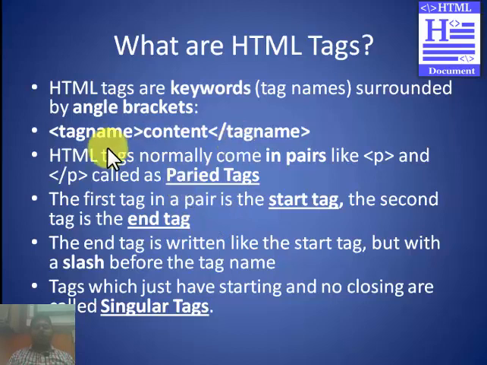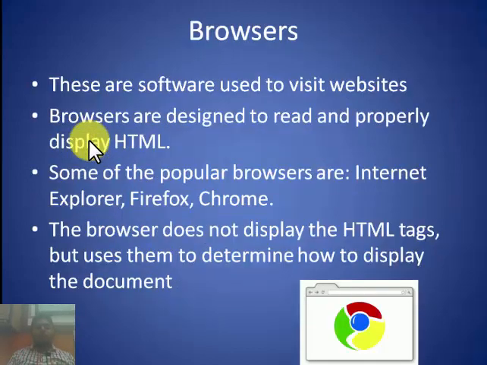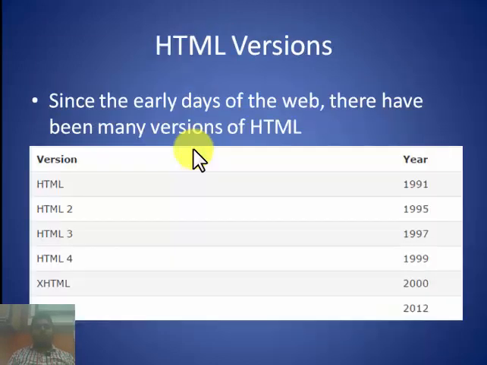Singular tags just have the starting, like only the tag name. Pair tags have starting and closing. Browsers are the software used to visit websites. Different versions of HTML: the latest is HTML5.